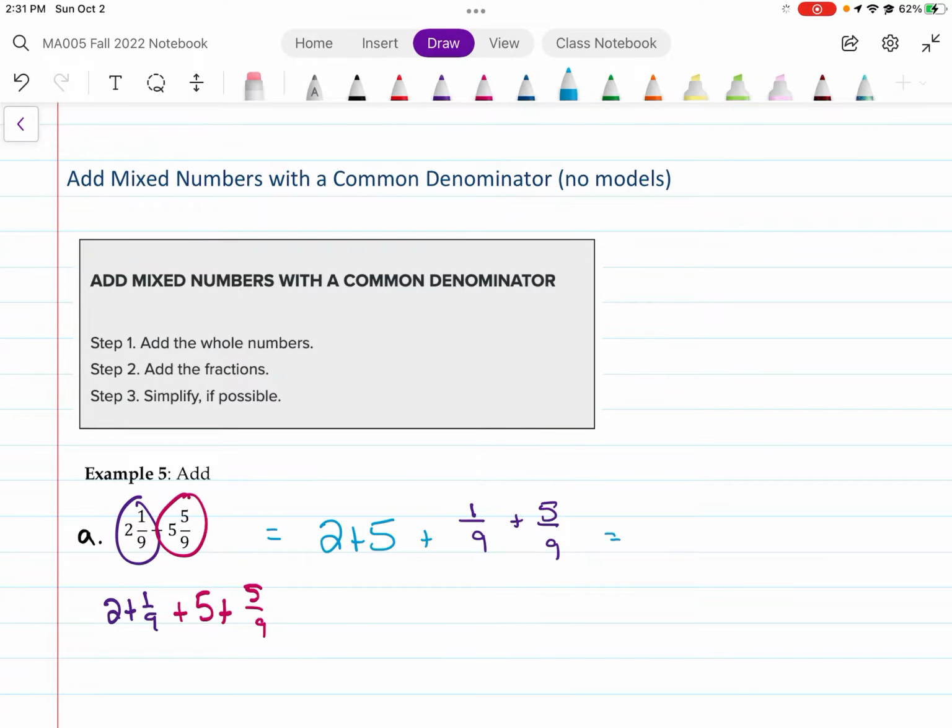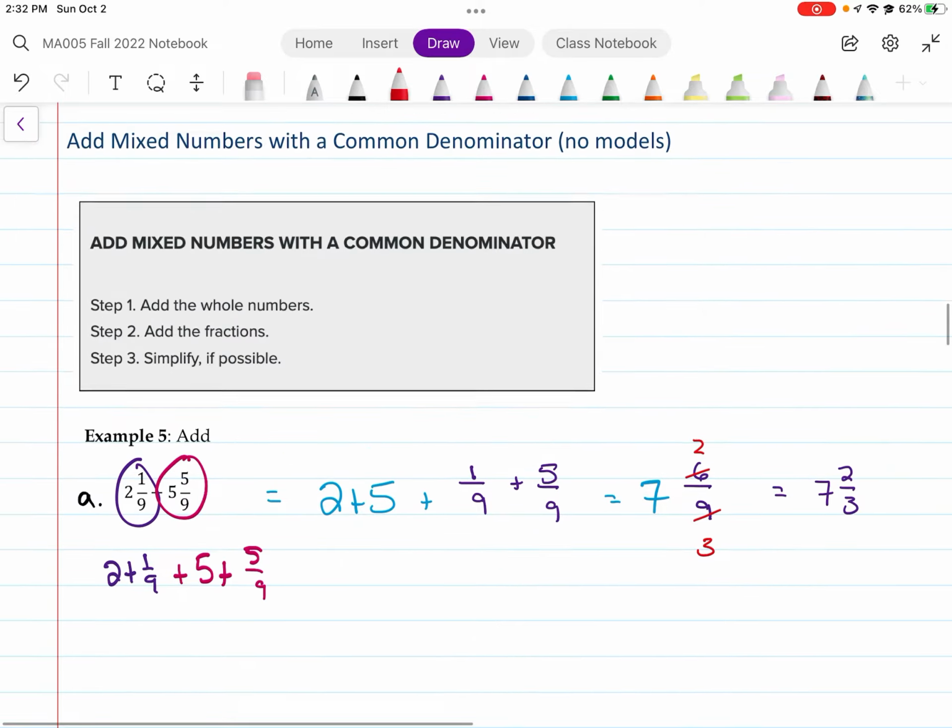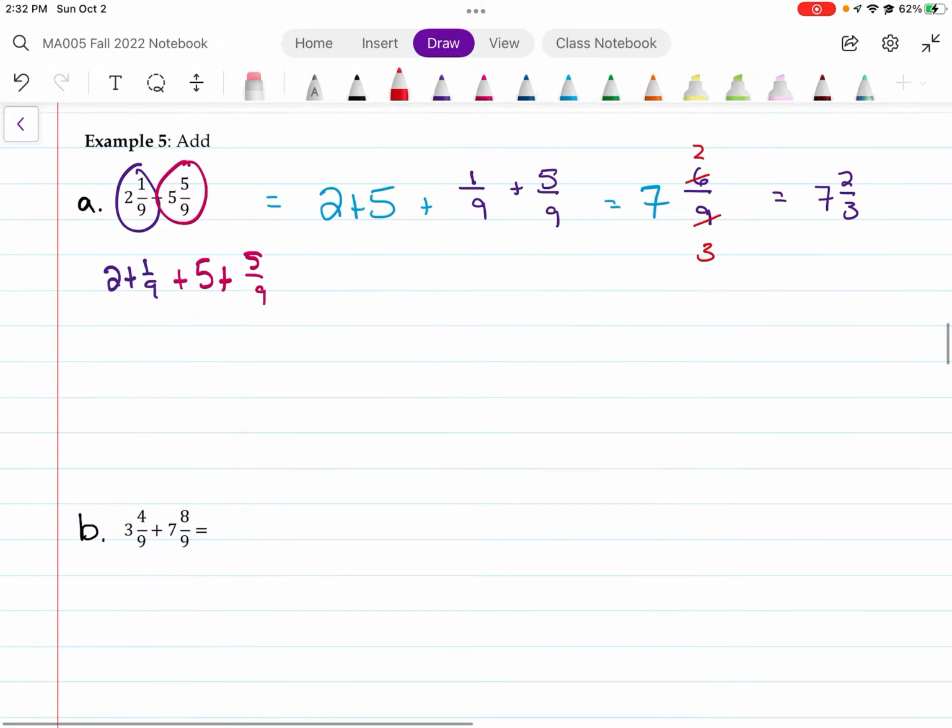So we see 2 plus 5 is 7. And 1/9 plus 5/9 is 6/9. So 7 and 6/9. All right, so 6/9 reduces. So this will become 7 2/3. And the way I did that was I thought, how many 3's go in 6? 2. And how many 3's go in 9? 3. All right, why don't you try this one? See what you can do with it.